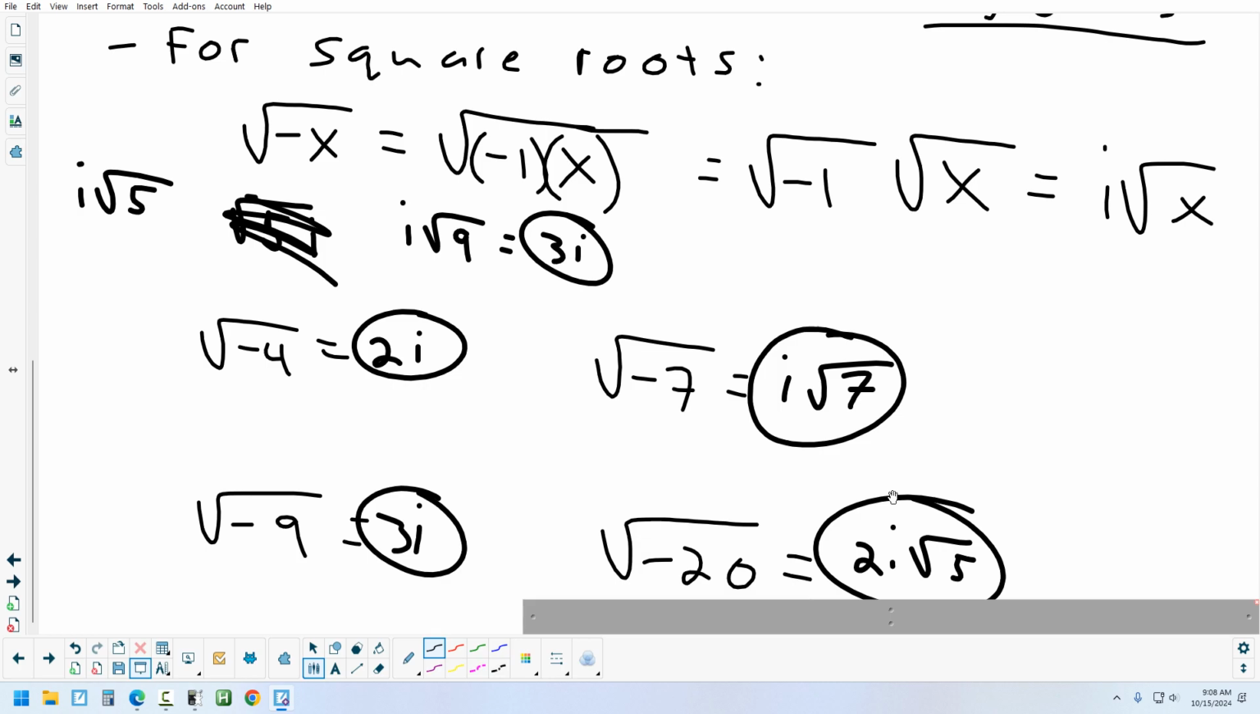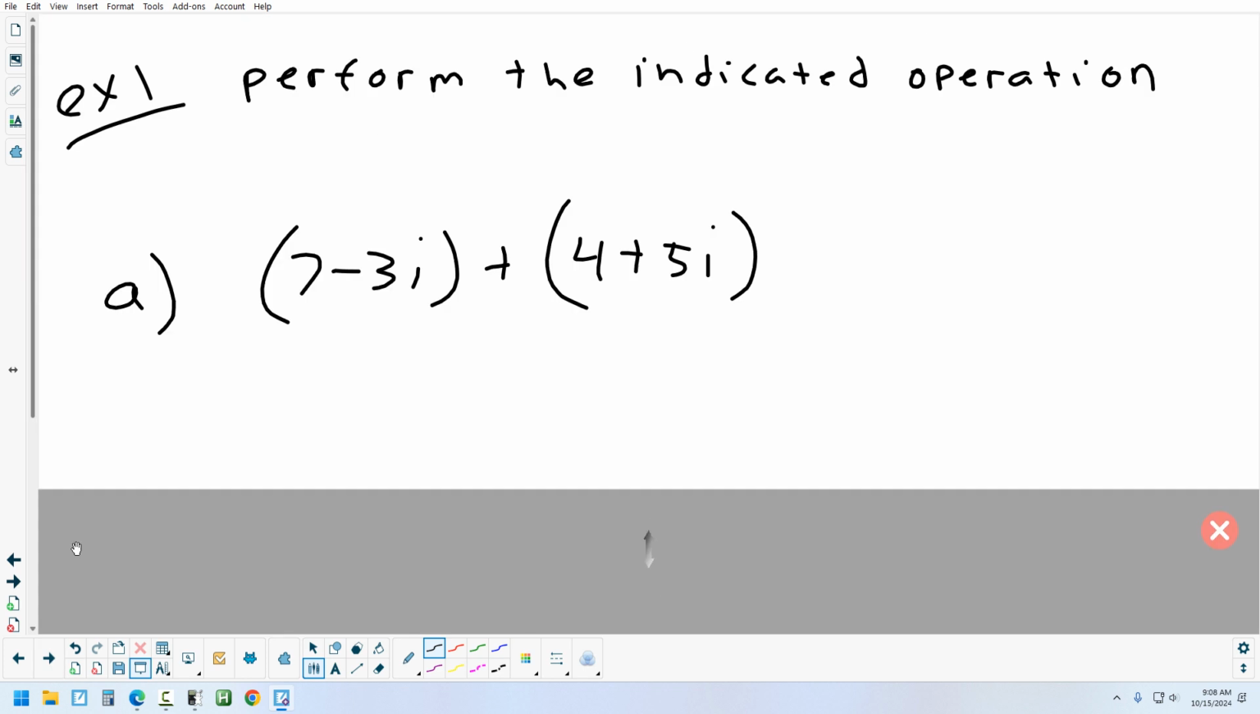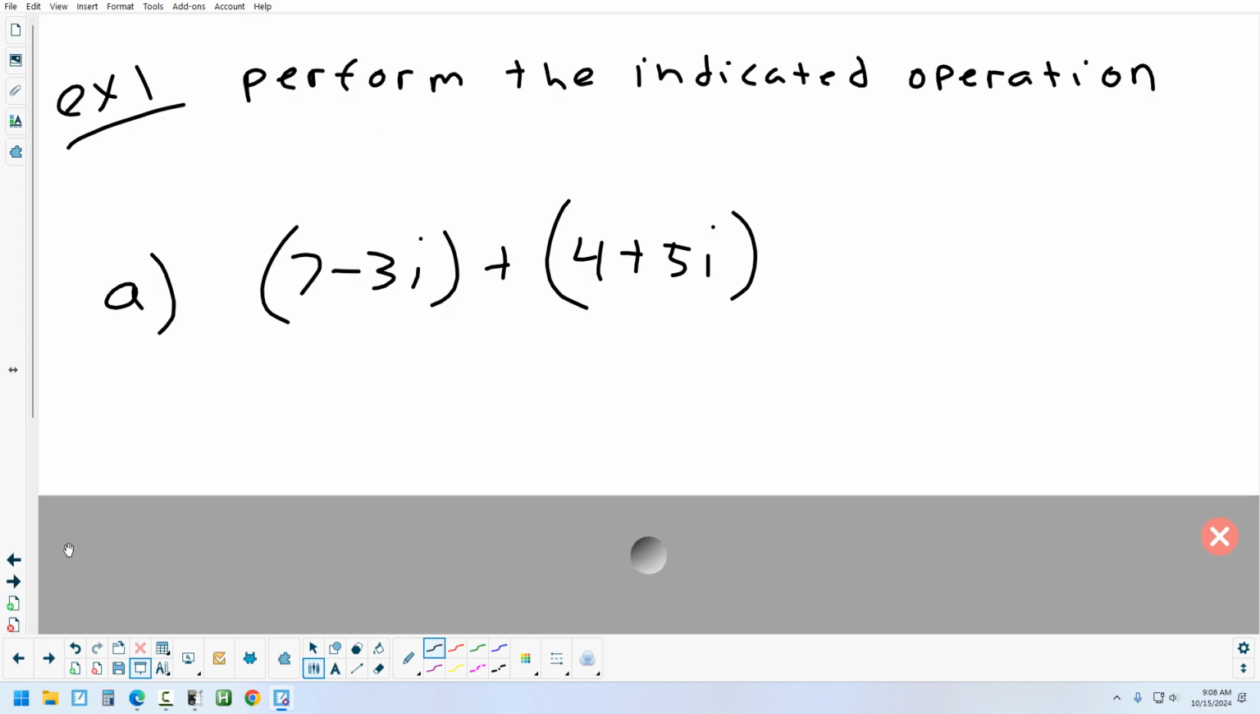Okay, any questions on those? Okay, so again, you're going to see that come up when we get into the quadratic formula, and you have to take the square root of a negative. Okay, so let's try one example of add, subtract, multiply, divide complex numbers, and then we'll start applying that to finding roots.